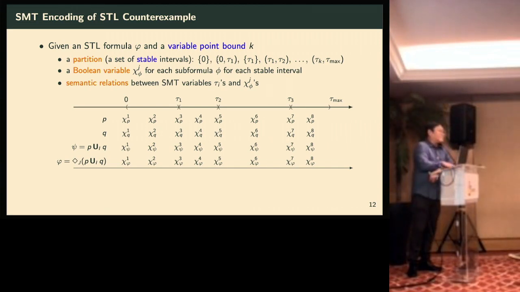I mean, maybe I missed something, but this whole encoding, of course, is given a variable point bound k. Yeah, exactly. Where does that k come from? From the user. From the user. Yeah. Okay, so it comes from the user. Good question. Thank you for the clarification.